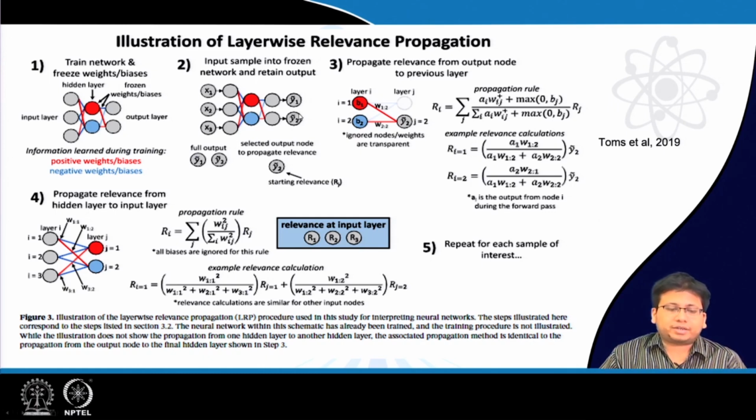Now what I am interested in is the relative importance of these features in creating this value of y1. That is, which of these features determined that this particular output node is going to have the value of y1 instead of some other value, or for this node, which are the features which ensured that its value was y2. So for that what we do is layer wise relevance propagation.